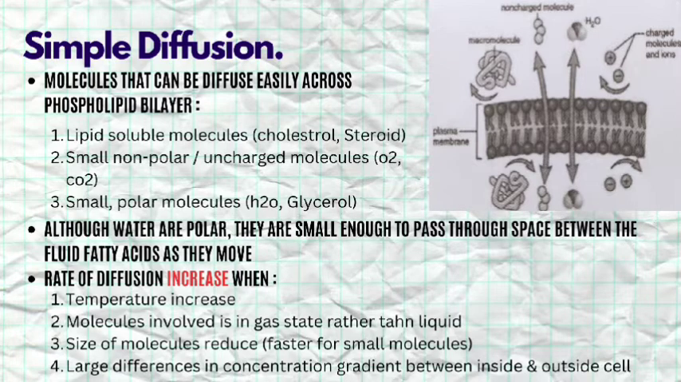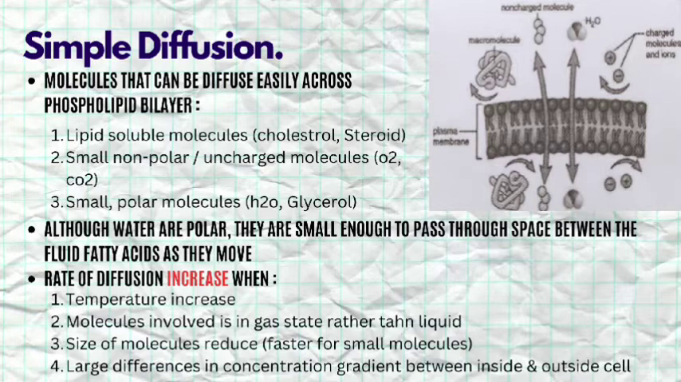The first one is lipid soluble molecules, as an example, cholesterol and steroid. Second one, small non-polar or uncharged molecules such as oxygen and carbon dioxide. And the third one is small polar molecules like water and glycerol. Although water is polar, it is small enough to pass through spaces between fluid fatty acids as they move.